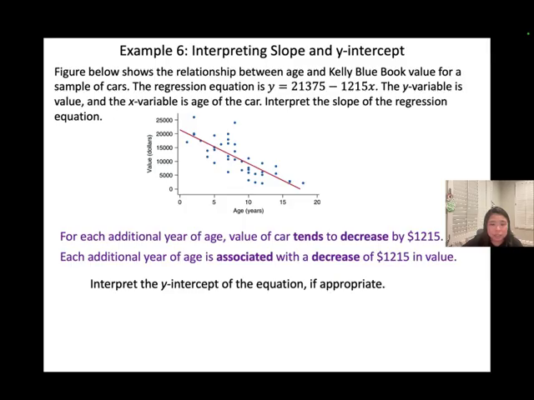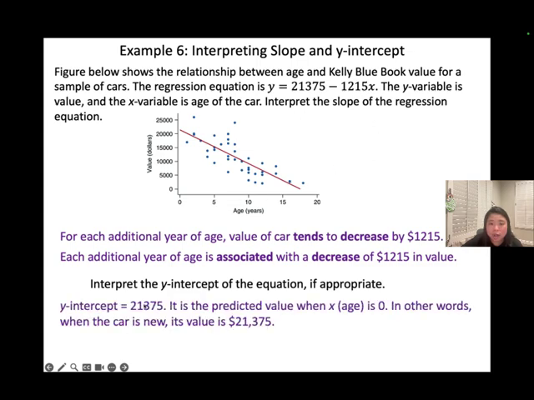Now, let's look at the y-intercept. Is it possible that x equals 0? X is the age of the car, right? So when x equals 0, we are talking about a new car. When x equals 0, y will be equal to 21,375. And this makes sense, right? Because when the car is new, its value is going to be $21,375.